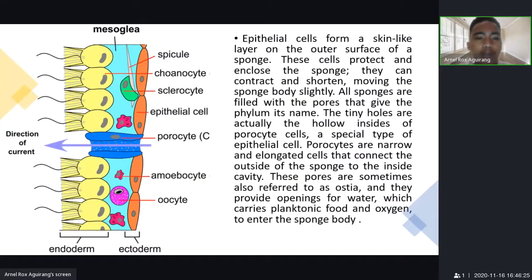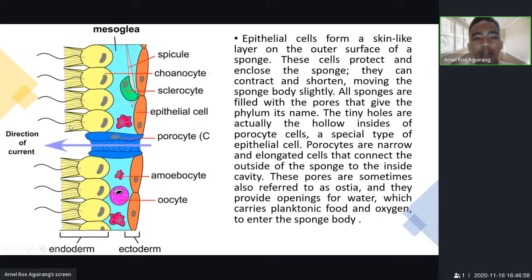So, back here, the flagellum moves back and forth. That will create a force that will allow water to enter here in the ostium, I mean ostia. So in that case, the water enters here. Here we see the direction of the water entering.